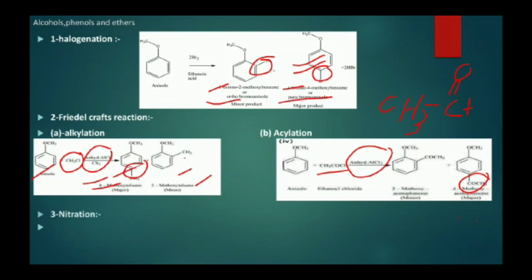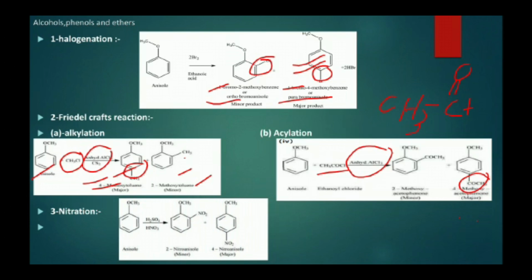Next we consider nitration. In nitration, when anisole reacts with the nitrating mixture, that is H2SO4 and HNO3, it forms 2-nitroanisole and 4-nitroanisole. 4-nitroanisole is the major product because it is more stable. So these are some electrophilic substitution reactions of anisole, which is an aromatic alkyl ether.